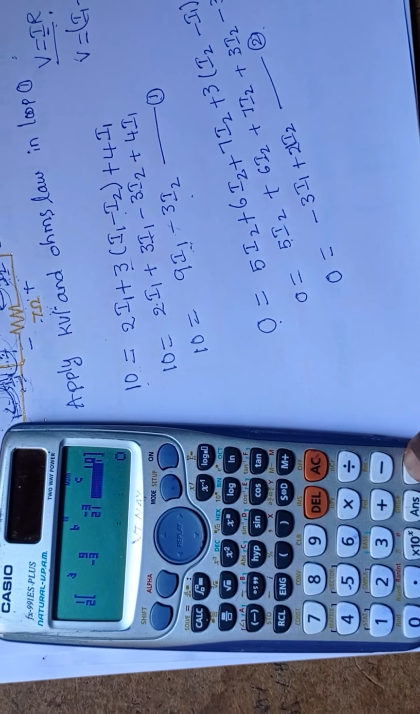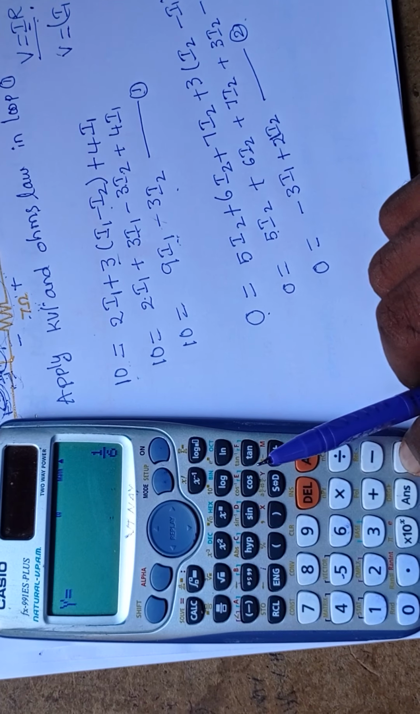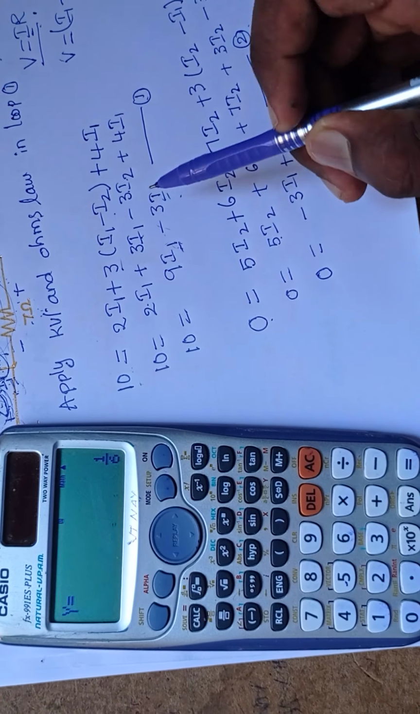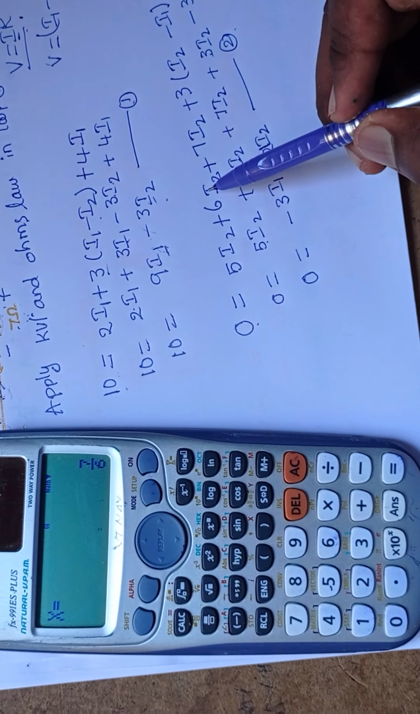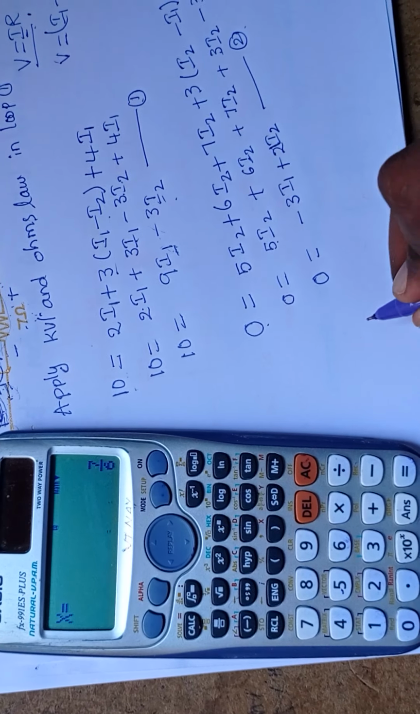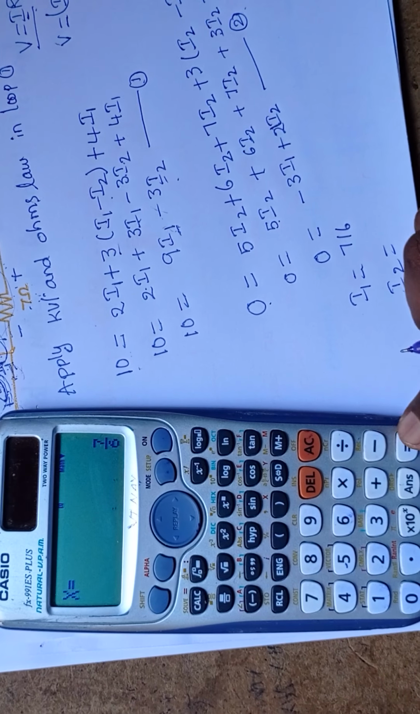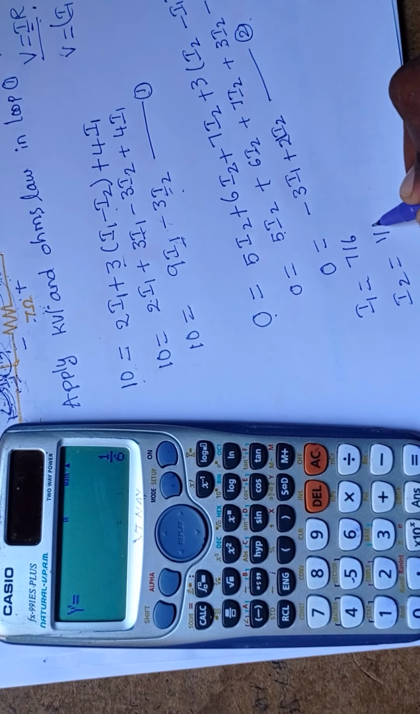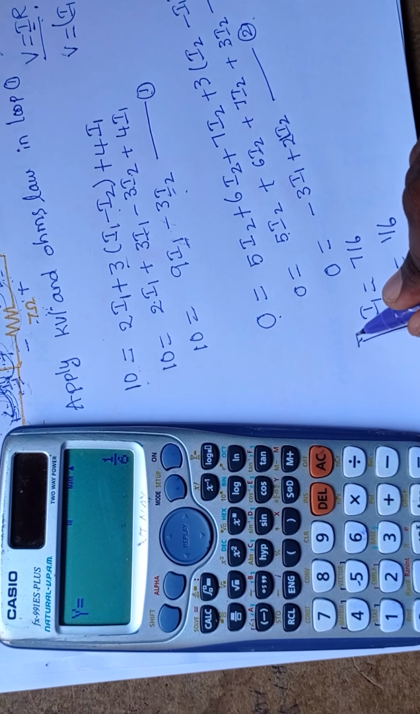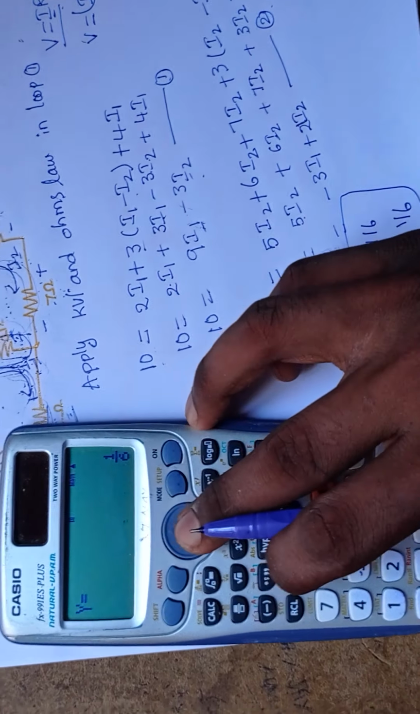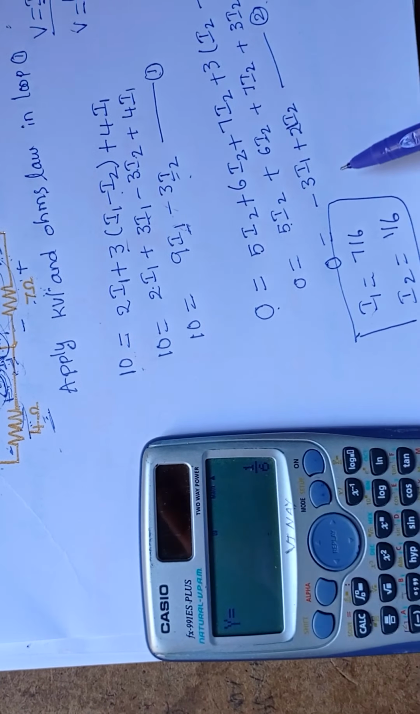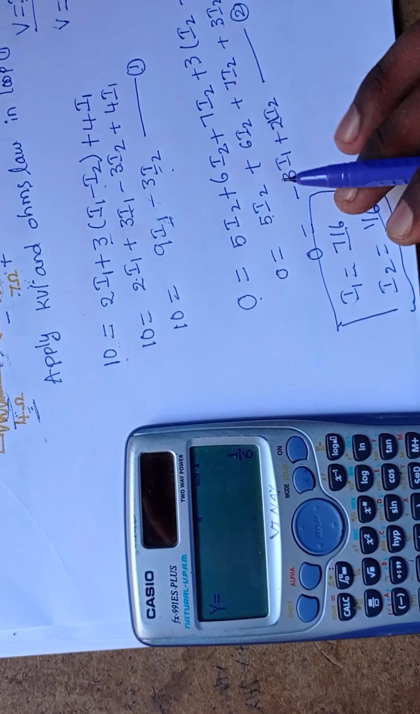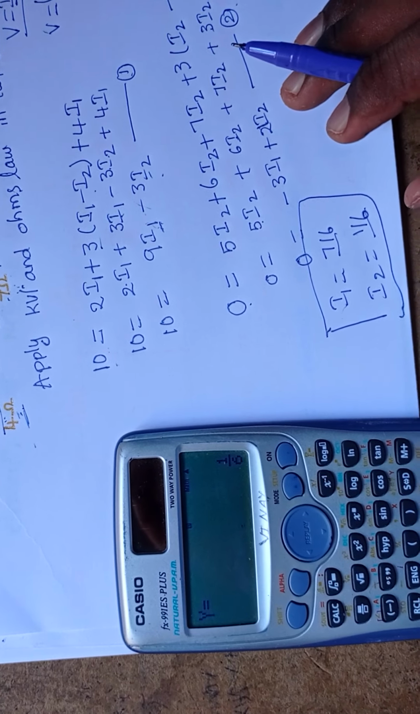Here we have answers as x and y, but here we have I1 and I2. Let's consider x as I1 and y as I2. It means I1 equals 7 by 6 and I2 equals 1 by 6. These are the unknown currents we had to find. I1 is the current flowing through the first loop and I2 is the current flowing through the second loop, that is 7 by 6 and 1 by 6. This is how we can find the unknown currents using mesh analysis.